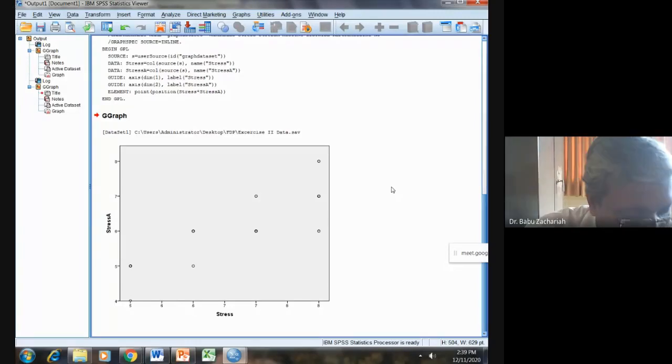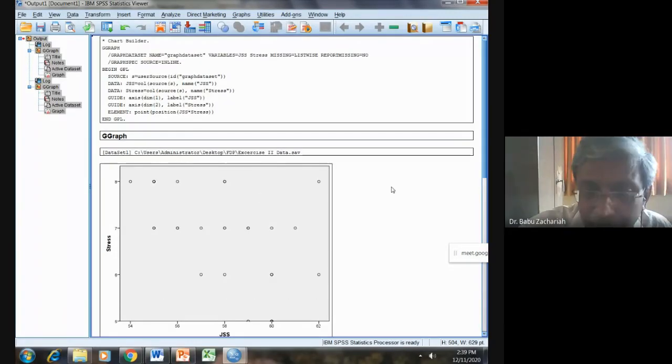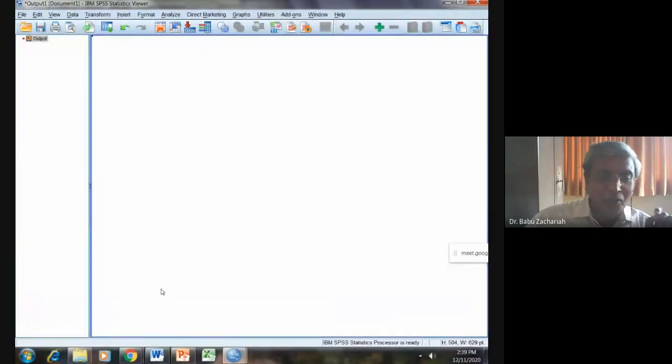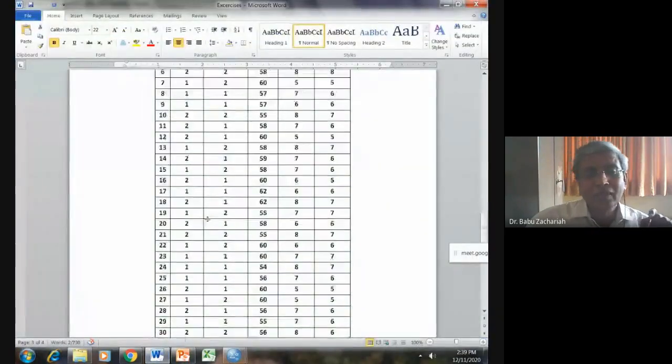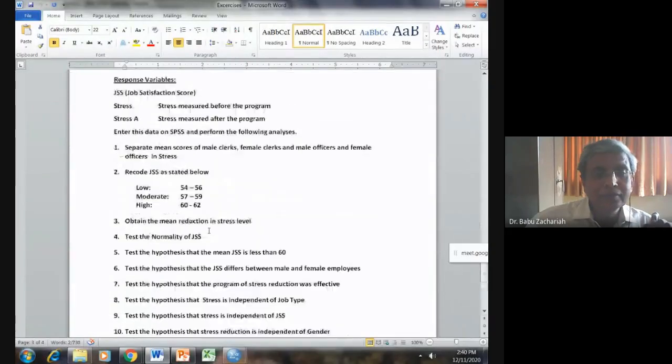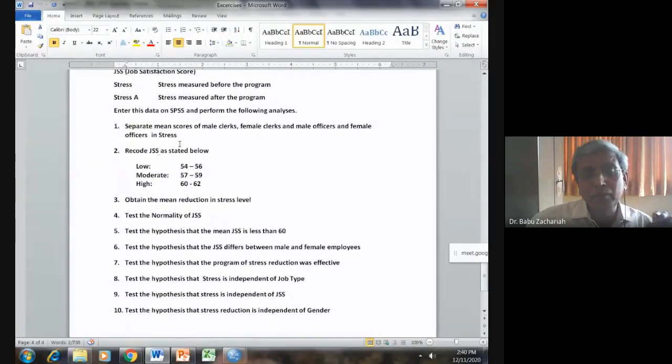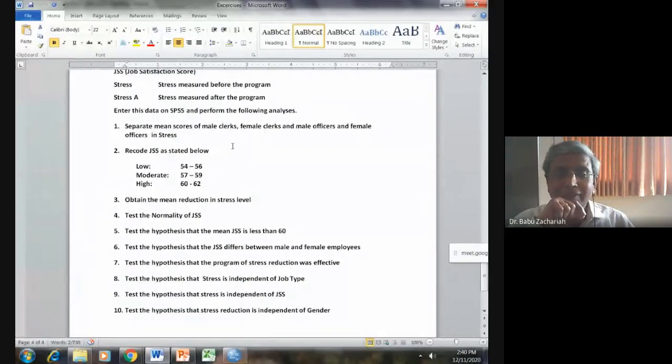Since this is not related to this exercise, I will select everything, delete it, my slate is clean. Let us go back to our present exercise. Okay, now here, separate mean scores for male clerks, female clerks, male officers, female officers in stress. So mean scores in stress of 4 categories. What are they? Male clerks, female clerks, male officers, female officers.